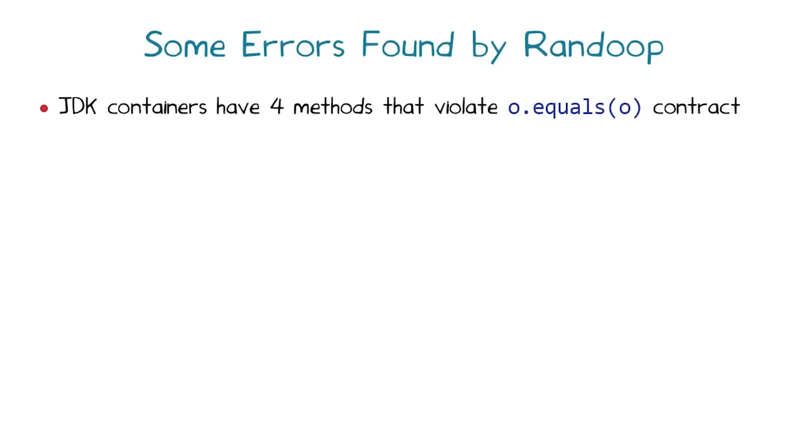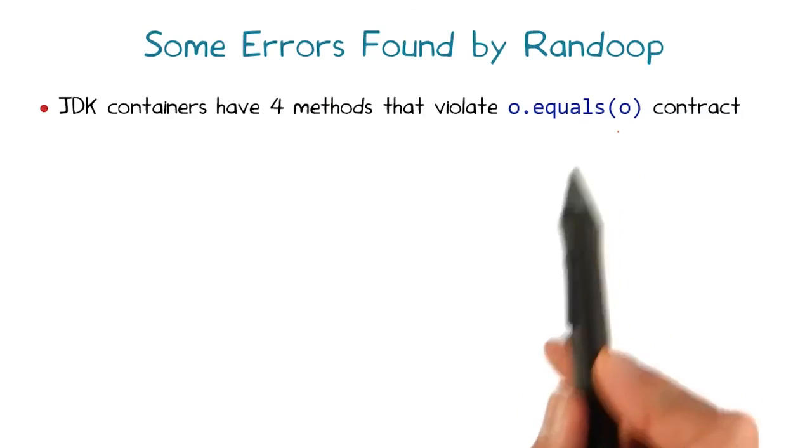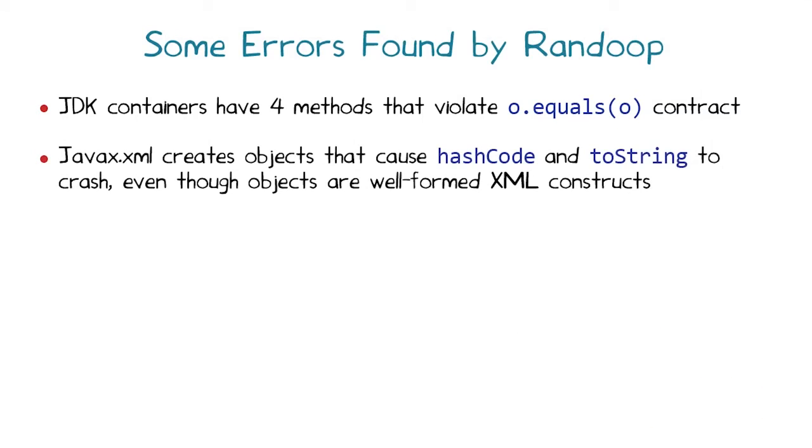In the JDK's containers library, which includes facilities to create containers such as lists, trees, etc., Randoop found 4 methods that violate the reflexivity property of the equals method. Randoop also found that the JDK's XML library can create objects that cause the hashCode and toString methods to crash, even though these objects are well-formed XML constructs.